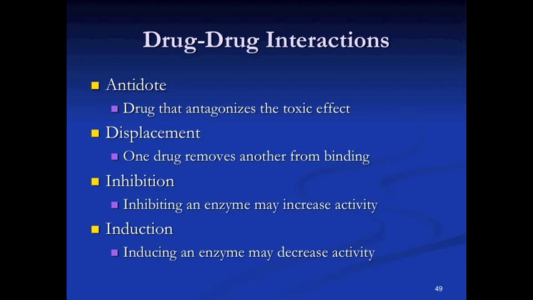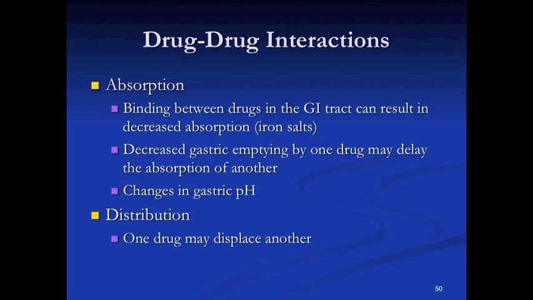Other interactions may include a drug displacing another drug from binding sites on proteins. Remember, only unbound drug can produce an effect. So whatever drug is displaced during the reaction, that's the drug that will have its effect increased. Some enzymes are inhibited, which means that metabolism is slowed down and the effect of the drug will be increased. On the flip side, if an interaction leads to increased enzyme activity, then metabolism is increased and the effect of the drug is reduced. The processes that make up pharmacokinetics are affected by drug-drug interactions.